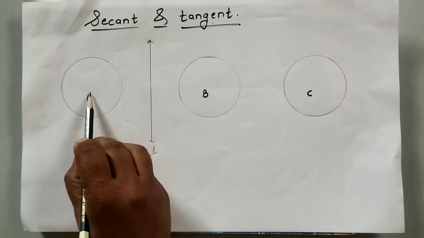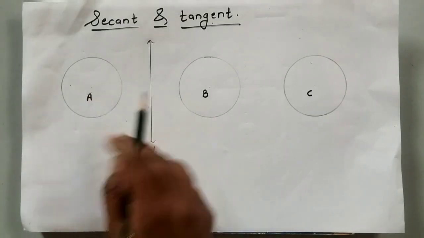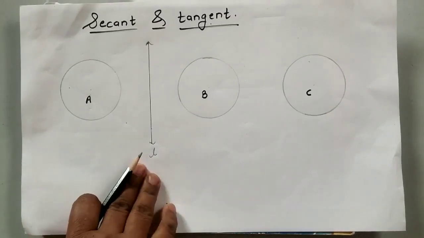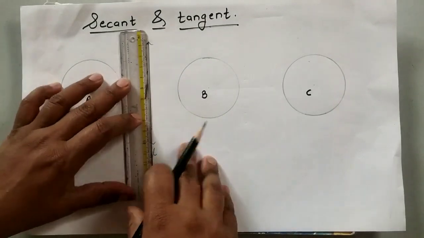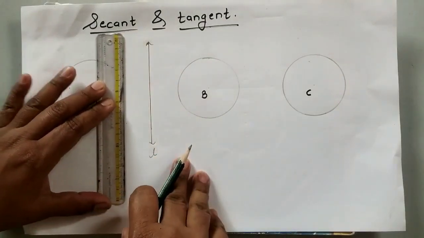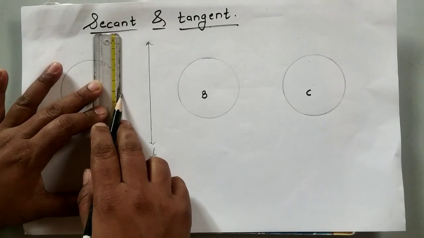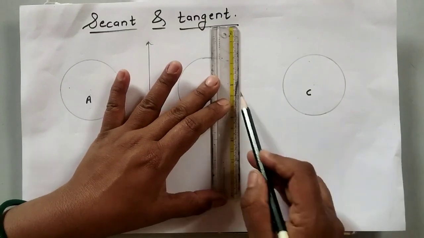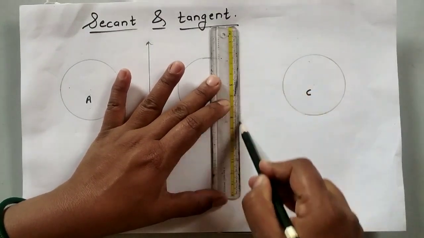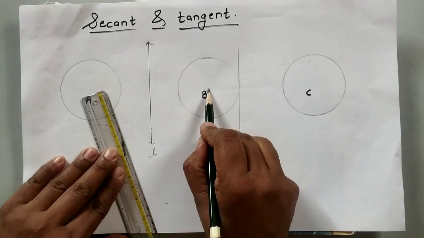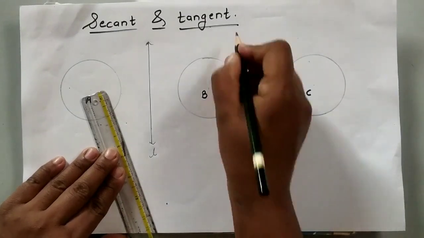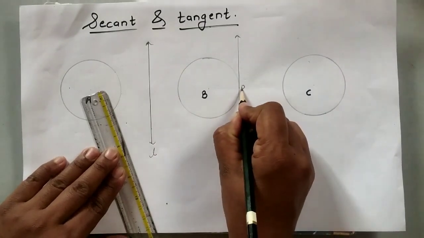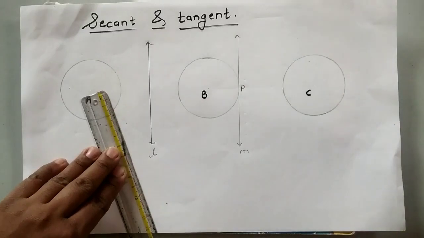Okay, is there any contact between the circle and this line L? If you see, there is no contact between the circle and this line L. Now if I bring this line closer to the circles, you will see there is a point of contact between the circle with center B and this line N. We will name the point of contact P, suppose.